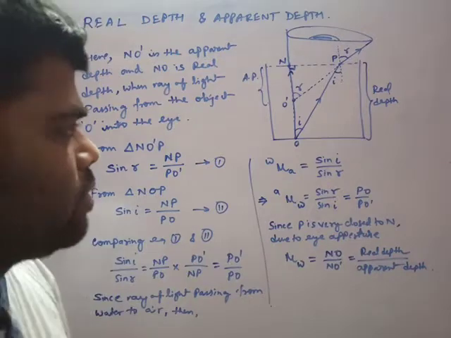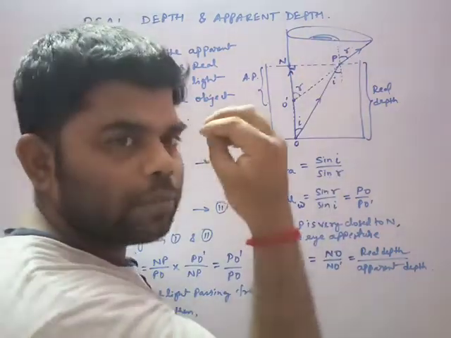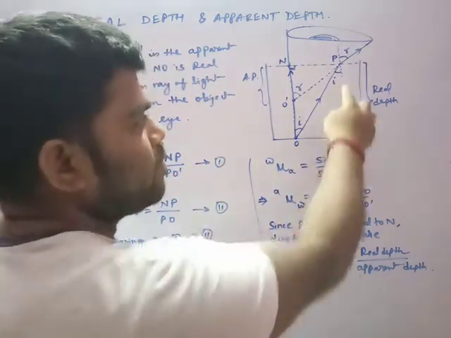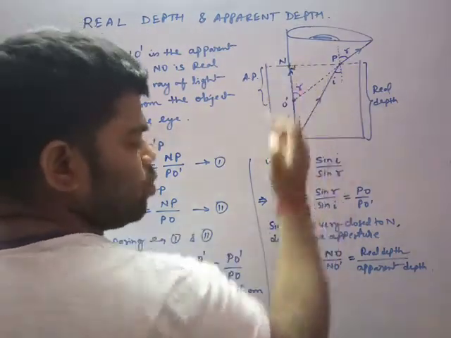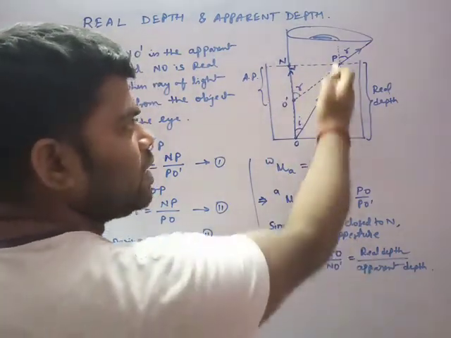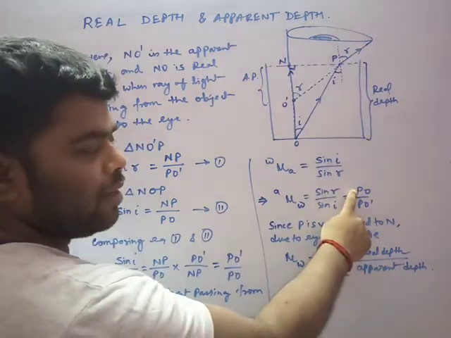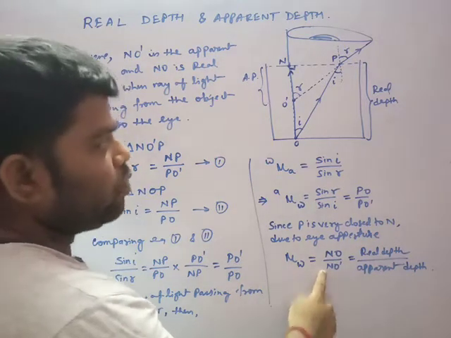Now what happens here, since both the rays are going inside your eye, and the aperture of the eye is very small, there is negligible distance between the P and N. That is why I said that P is very close to N. So when it is very close to N, I can write N in place of P. So that is what I have written here, I have written N.